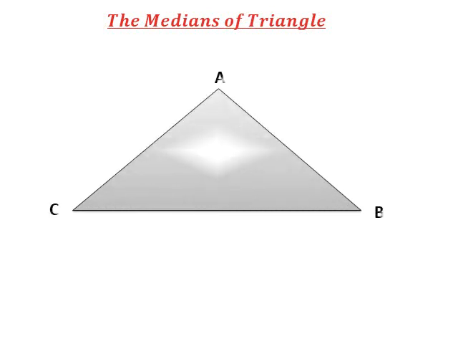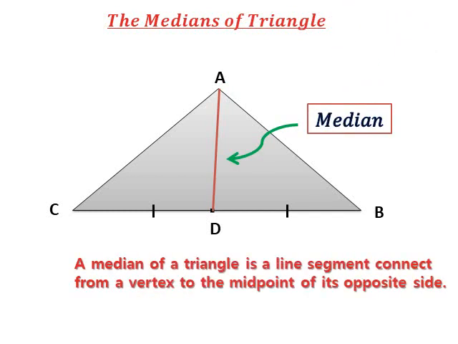Now we'll speak about medians of a triangle carefully. In this triangle ABC, D here is a midpoint, so D is the midpoint of BC. So AD is a median, a line connecting the vertex and the midpoint. As we said before, AD is a median. So a median of a triangle is a line segment connecting a vertex to the midpoint of its opposite side. Don't forget that.